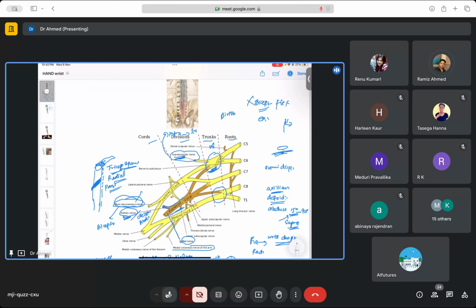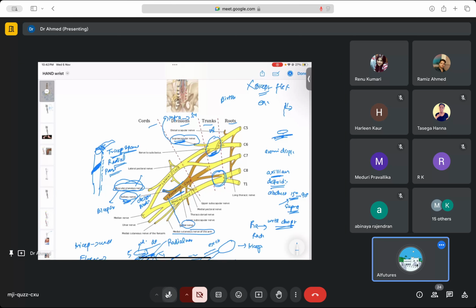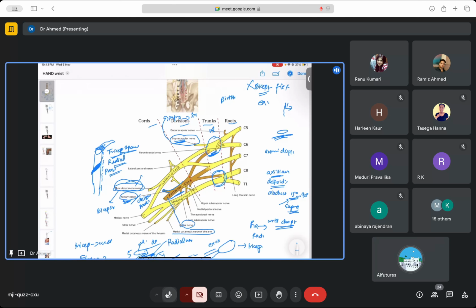Okay, so now let's discuss another. For example, if someone has damage to the lower trunk, can you guys tell me in which condition we are going to see lower trunk injuries? If you are excessively abducting your arm, for example, if someone is falling off a tree and he just catches the tree branch, it means he's overextending or over-abducting his arm. So it can damage your lower trunk.